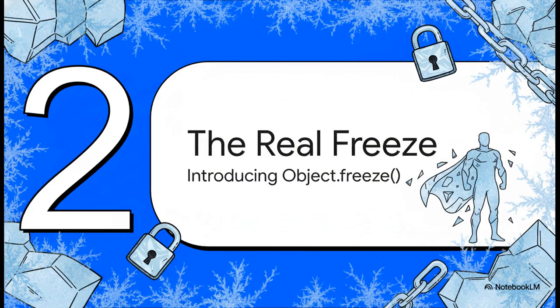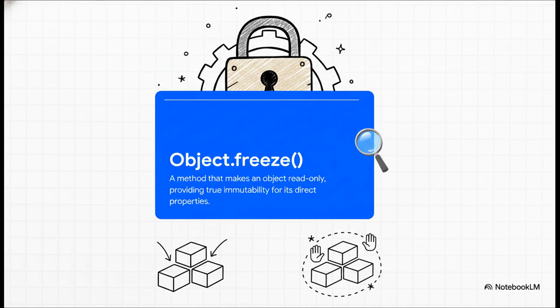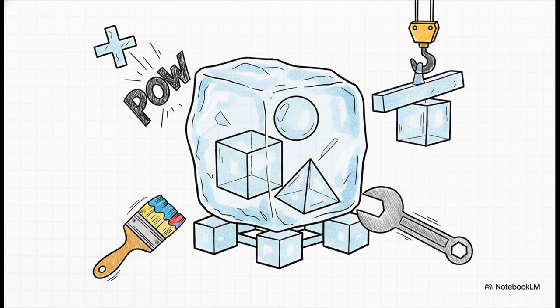So if const isn't the hero we need to make our objects unchangeable, then what is? Well, this brings us to the real solution, a built-in JavaScript method called Object.freeze. To put it simply, Object.freeze does what most of us thought const did all along. It takes an object and basically makes all of its direct properties read-only. This is the tool you grab when you absolutely need to make sure an object's data doesn't get changed. And, when an object is frozen, it is really frozen. It's totally locked down. You can't add anything new, you can't take anything away, you can't change the values of what's already there, and you can't even mess with its prototype. It is a complete lockdown.